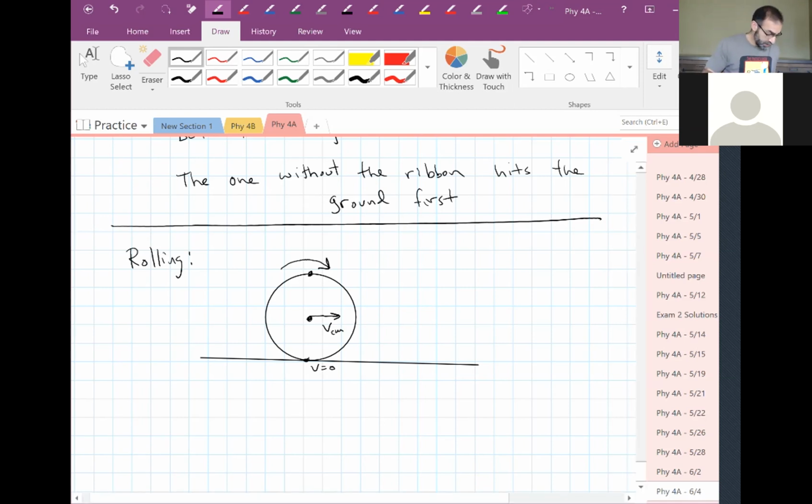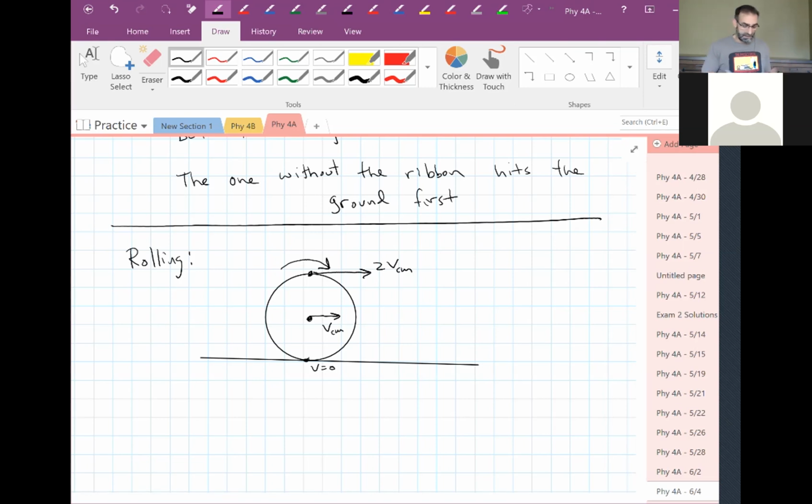Our axis of rotation is the bottom point there where it's touching the ground, right? This thing is rotating about that bottom point. So the point at the center of the wheel is a distance r away from the axis of rotation. A point on the top is a distance 2r away from the axis of rotation. So it has a translational speed that's twice as much. That's rolling. That picture right there is what rolling is.